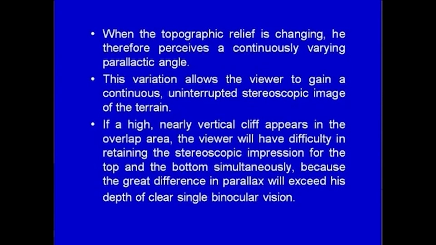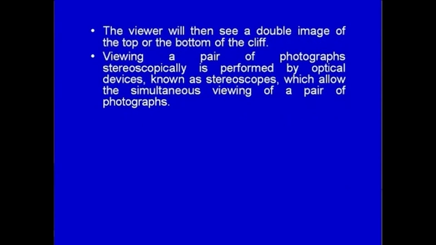If a high, nearly vertical cliff appears in the overlap area, the viewer will have difficulty in retaining the stereoscopic impression of the top and the bottom simultaneously, because the greater difference in parallax will exceed his depth of clear single binocular vision. The viewer will then see a double image of the top or the bottom of the cliff.